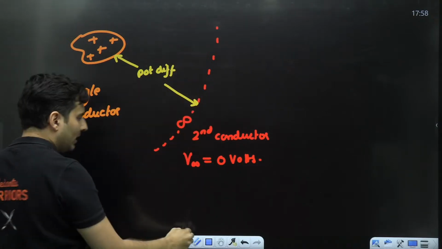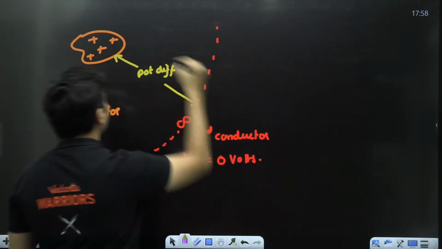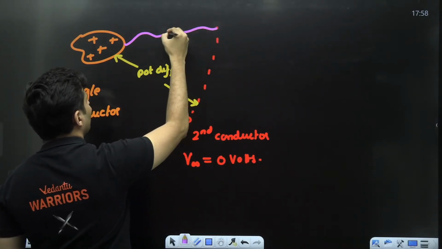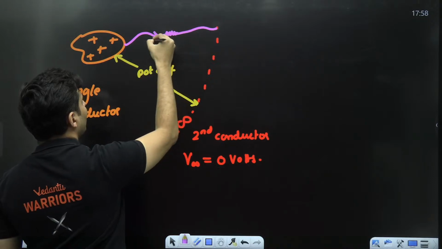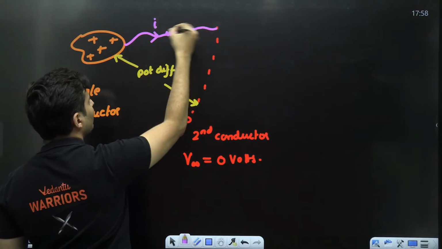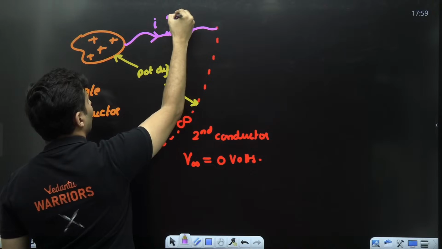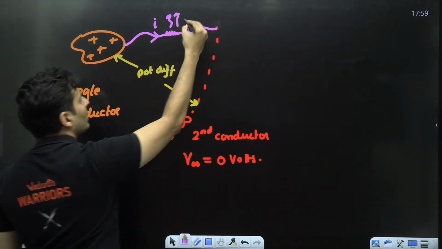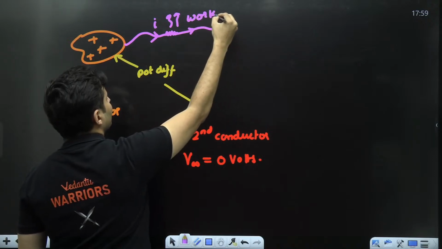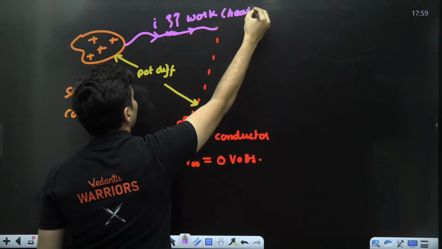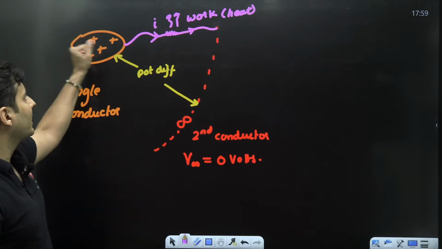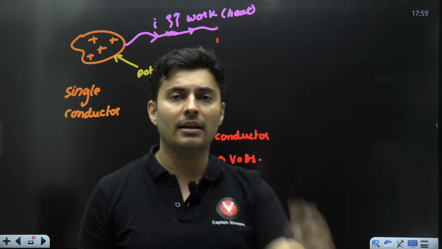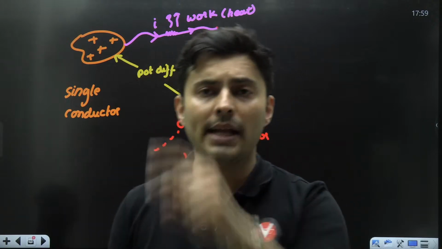So if hypothetically one were to connect a wire from this to infinity, and maybe there was some resistor, 100% there will be current flowing, and some electrical work will be done. So this is also doing some electrical work, some amount of heat is being generated in this resistor. So this electrical energy was stored even in a single conductor. So even a single conductor is going to behave like a capacitor.